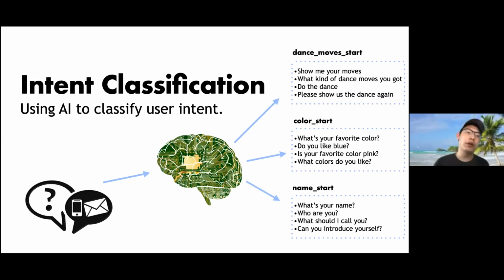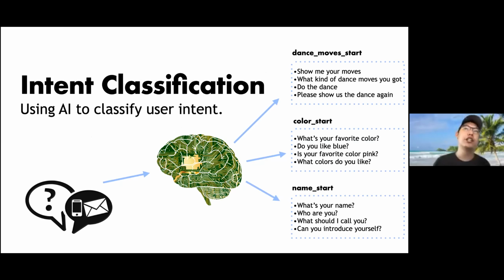Whereas before we were playing around with images as your data, now we're doing something a little bit different. Instead of using images, we're using text. And for each of these texts, instead of saying whether they're rock, paper, scissors, we're labeling the text with their actual intent. So for example, here, "show me your moves" is indicating dance move start. So is "do the dance" and so on. And color start: "What's your favorite color?" That's one way of indicating that someone would like to find out what your favorite color is. And "What's your name? Who are you?" Those are all ways of indicating the intent of asking for someone's name.